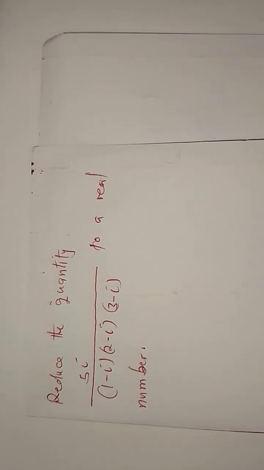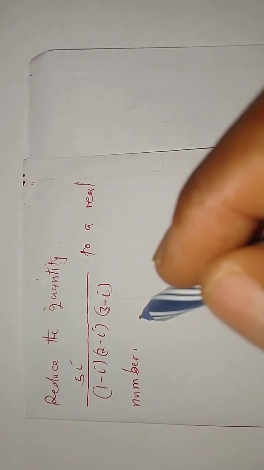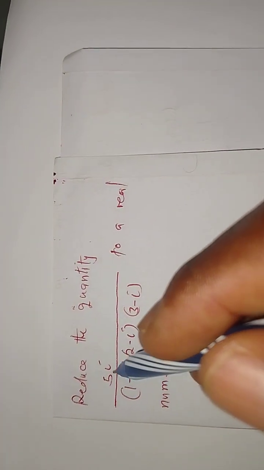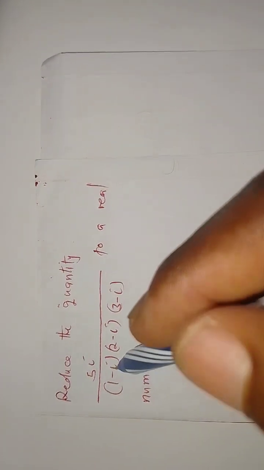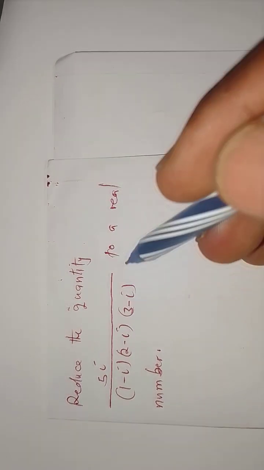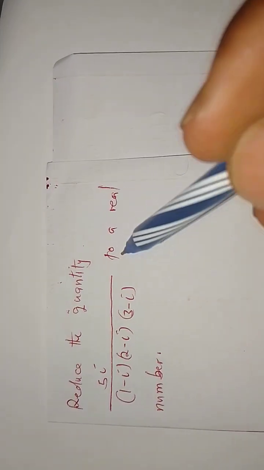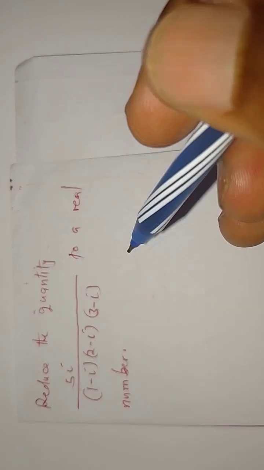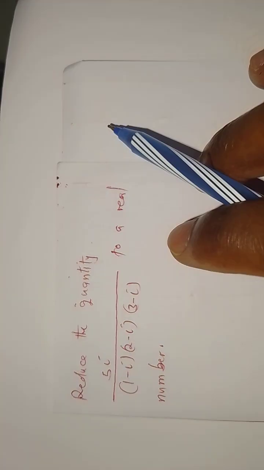Let's look at a problem here in complex analysis on basic algebraic properties of complex numbers. Reduce the quantity 5i over (1 minus i)(2 minus i)(3 minus i) to a real number. Remember, this is a complex number, so we have to reduce this into a real number.